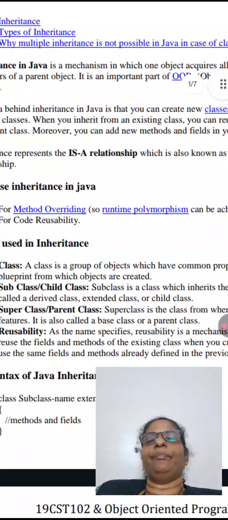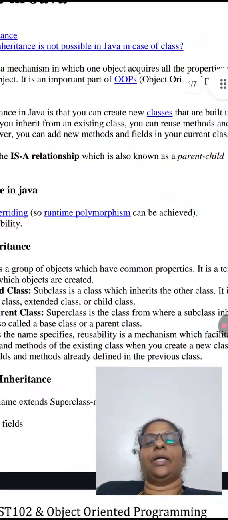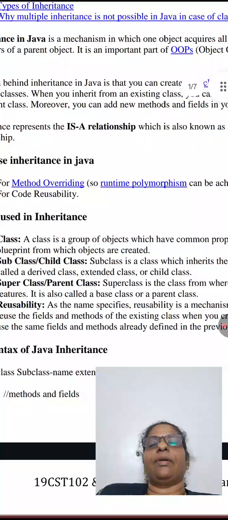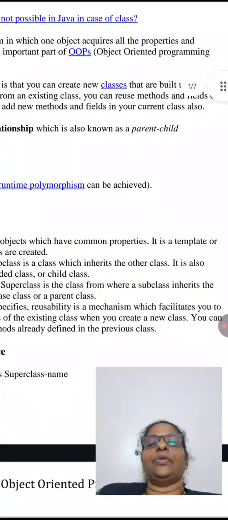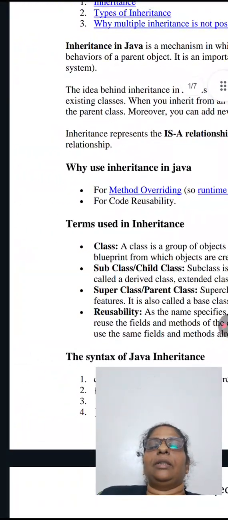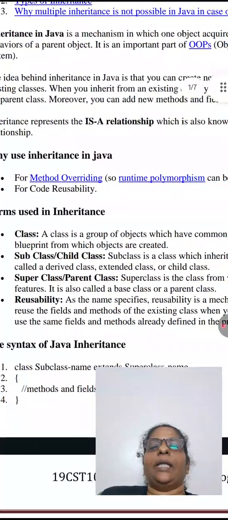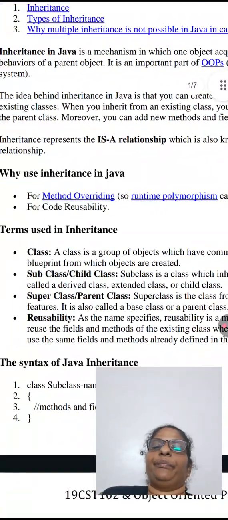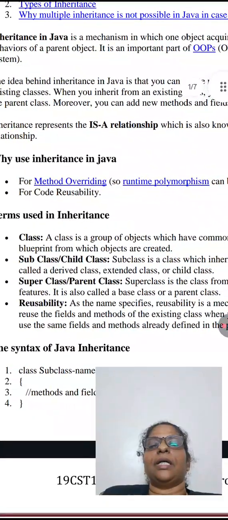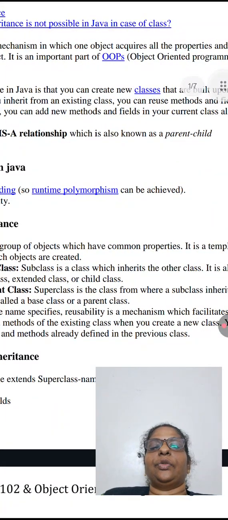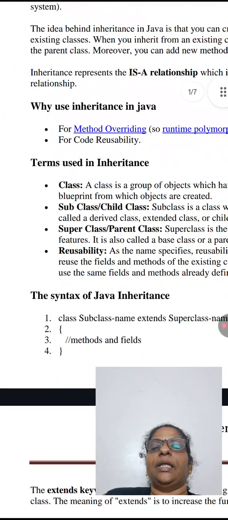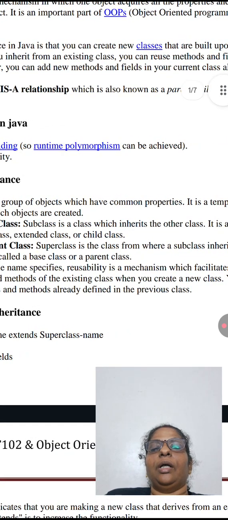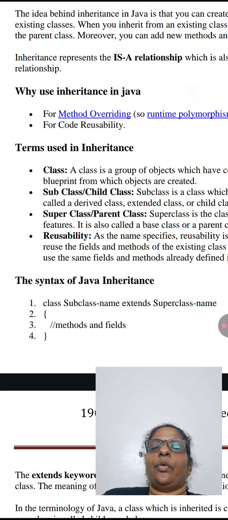The technique of inheritance in Java is that you can create new classes that build upon existing classes. When you inherit from an existing class, you can reuse the methods and fields of the parent. Moreover, you can add new methods and fields in your current class also. Inheritance represents an IS-A relationship, which is also known as the parent-child relationship. We use inheritance in Java for method overriding, and runtime polymorphism can be achieved for code reusability.